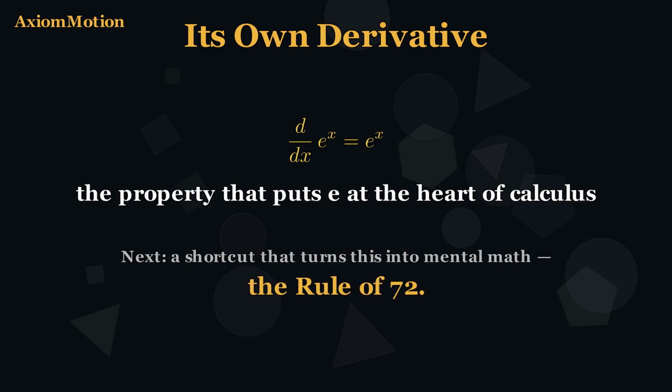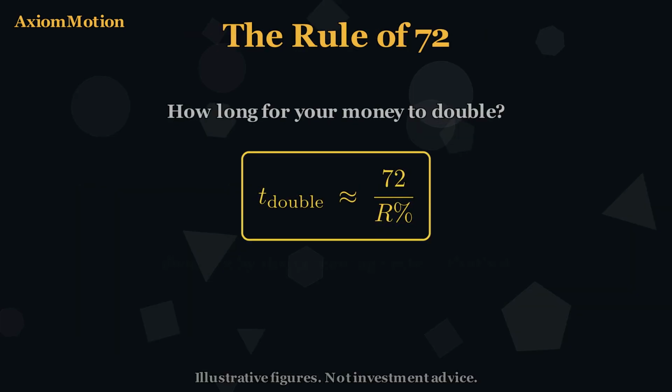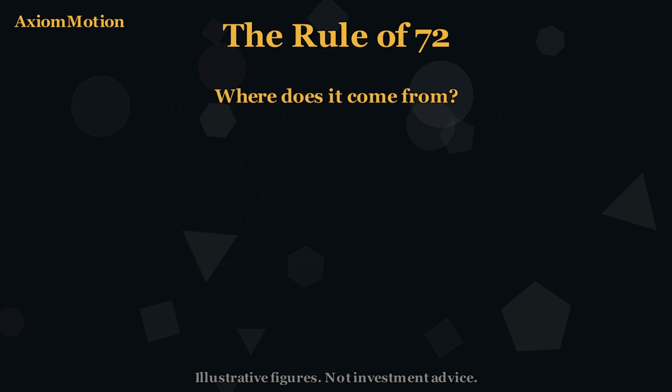But you do not need calculus to feel its power. Next, we will turn all of this into a shortcut you can do in your head, the famous rule of 72. Here is a trick that feels like magic, yet falls straight out of the math we just built. To estimate how many years it takes your money to double, just divide 72 by the percentage growth rate. That is the entire rule. So where does it come from?